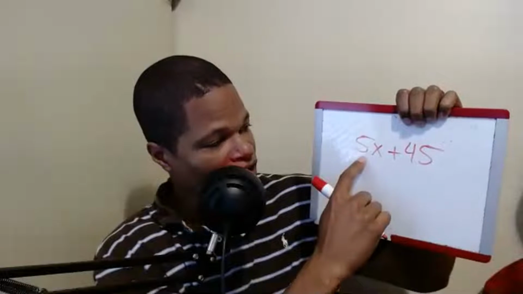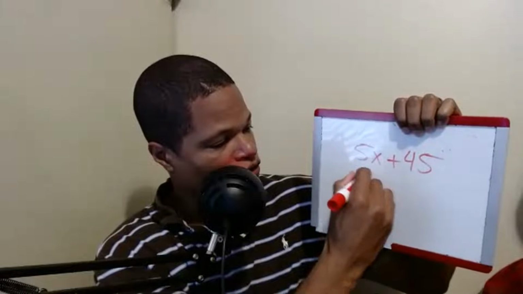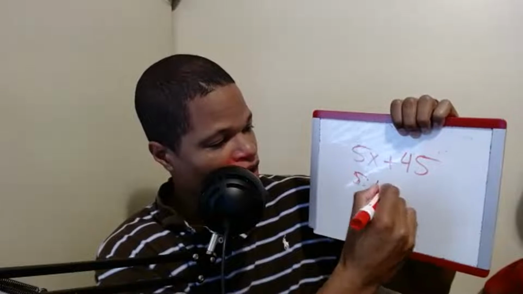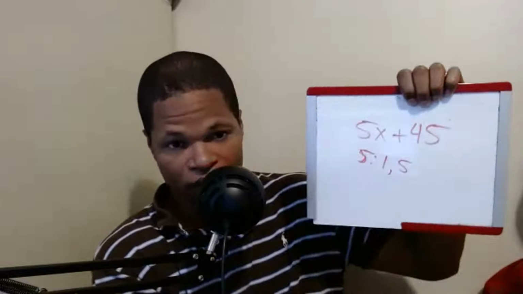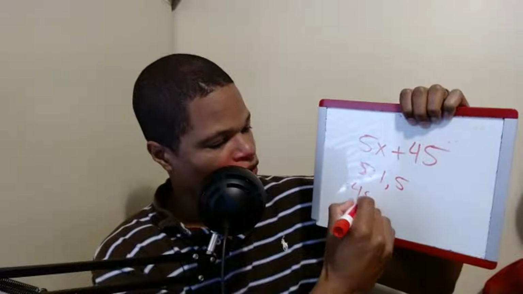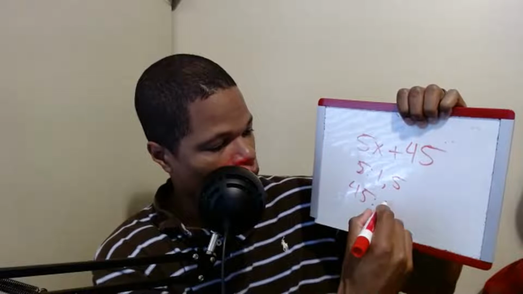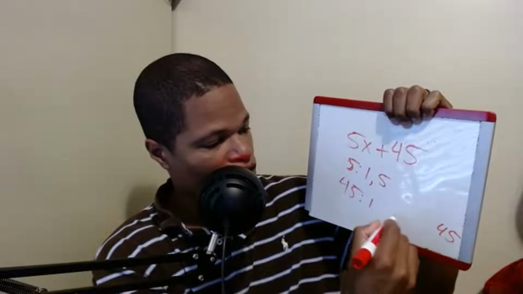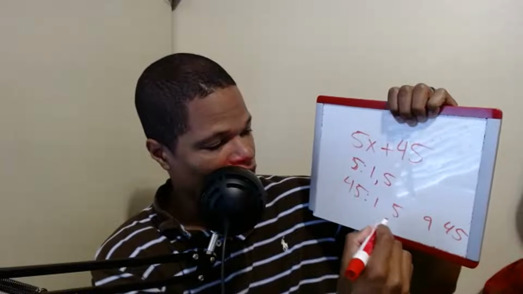In other words, 5 has several factors, right? Actually, the factors of 5 don't have several, just a couple. It's 5 times 1. Those are the only factors of 5. But if you took the number 45, there are lots of different factors. You've got 1, 45, 5, 9, and probably 15.